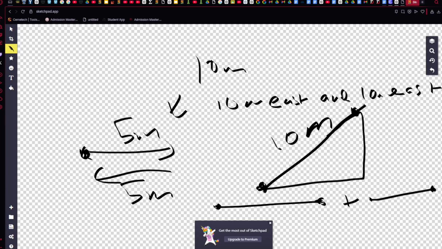All right, so let's go over velocity. Velocity, we'll go over the 3 relations.